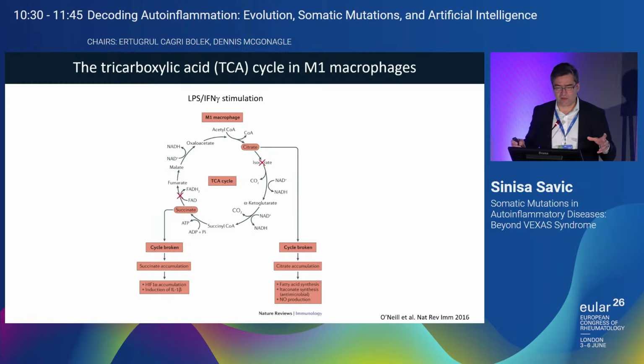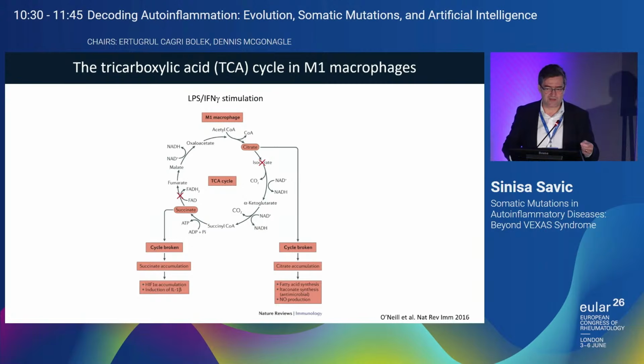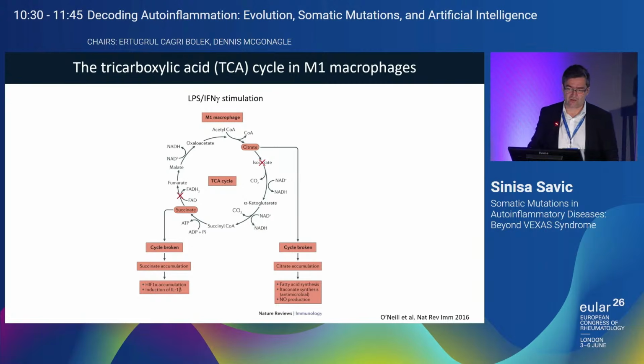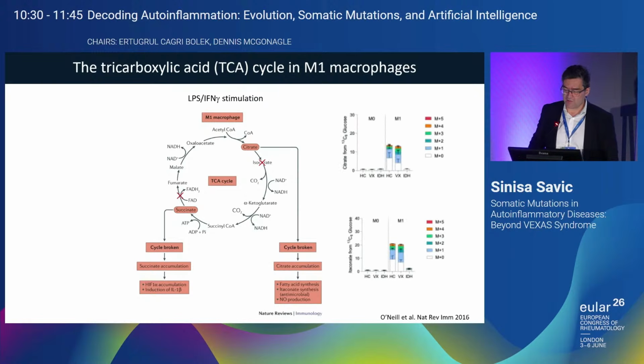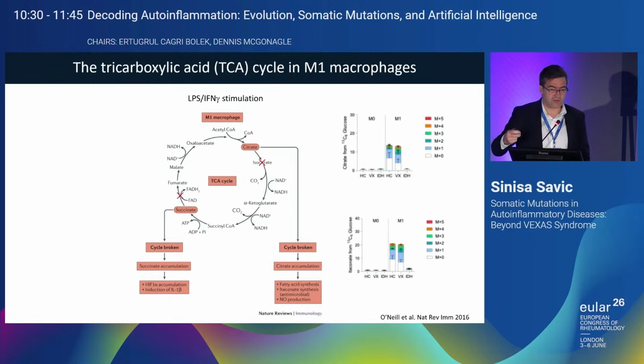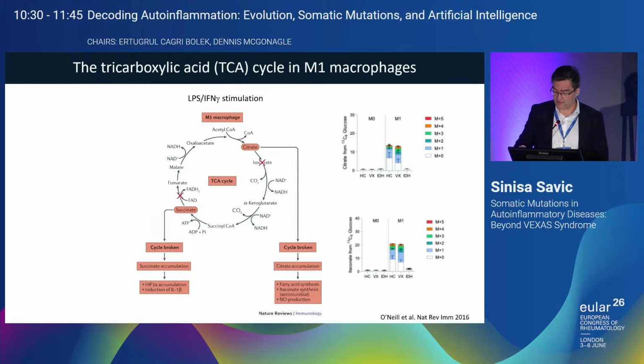So we looked at these metabolites after Sam had stimulated the cells from the patients with VEXAS syndrome, healthy controls, and the patients with these IDH mutations. What you can see on this slide is that patients with IDH mutations do not make any citrate. Healthy controls and VEXAS patients do make citrate, as you would expect, but these don't. And that leads to reduced levels of itaconate, which is the anti-inflammatory metabolite, which you would hope would be there to provide some negative feedback.